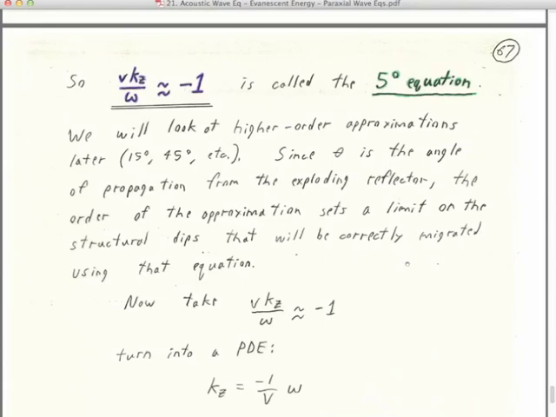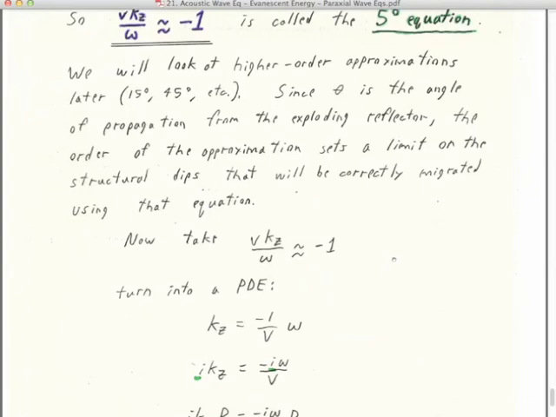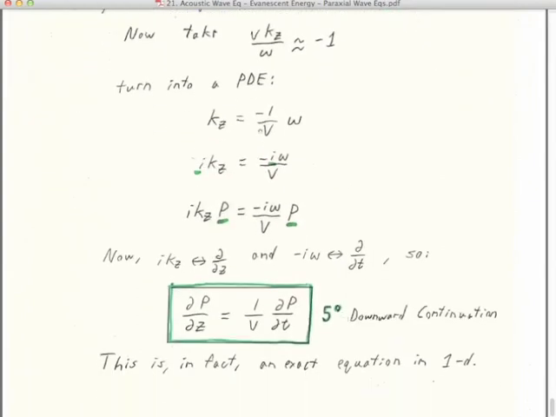Okay, so let's take this simple 5 degree dispersion relation and make it into a PDE, a partial differential equation, fully in the time and space domain. So we have vkz over omega is equal to minus 1. To turn it into a PDE, it's the same process. I'm going to isolate omega out here. I've got kz, and I've got 1 over v. Multiply both sides by i: ikz is equal to minus i omega over v. Multiply both sides by the wave field p. How tricky is that? ikz times p is equal to minus i omega over v times p. And of course, you see here the ikz is a single spatial derivative, and minus i omega is a single time derivative.